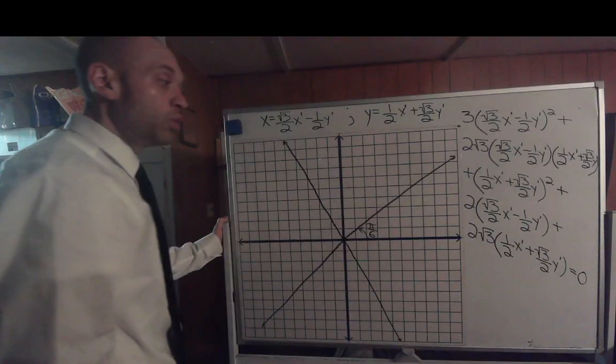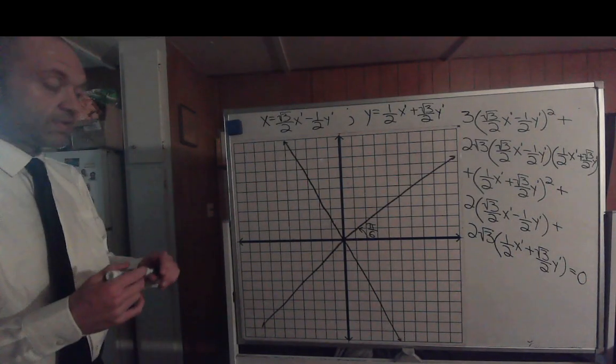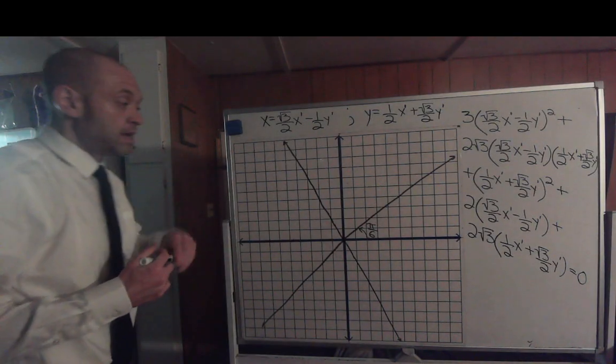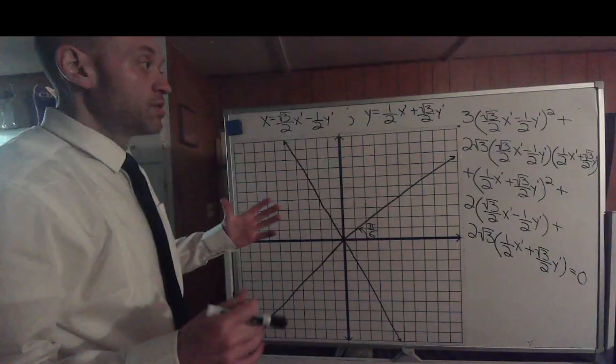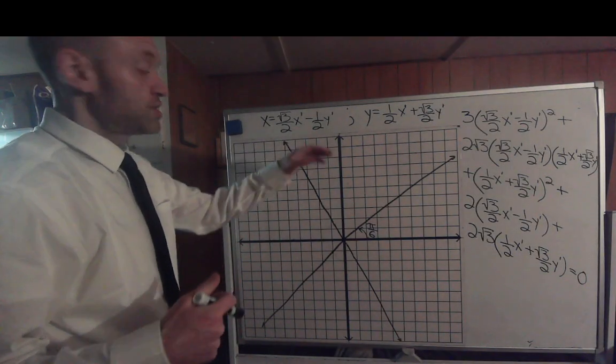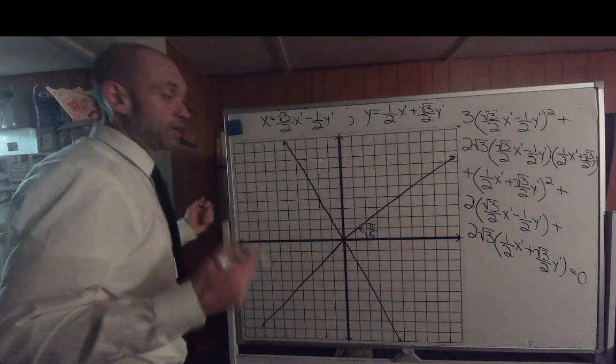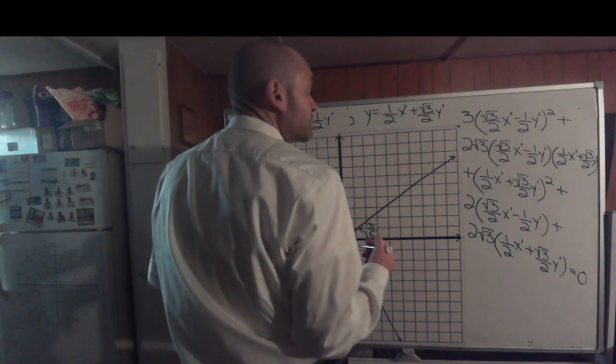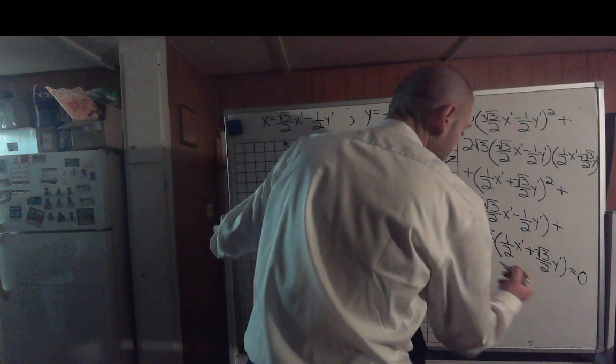And holy moly, that got pretty bad pretty quickly. But the goal is, again, we will eliminate the xy term and we'll have a much simpler equation in the x prime y prime. So let's go ahead and do some multiplication here.